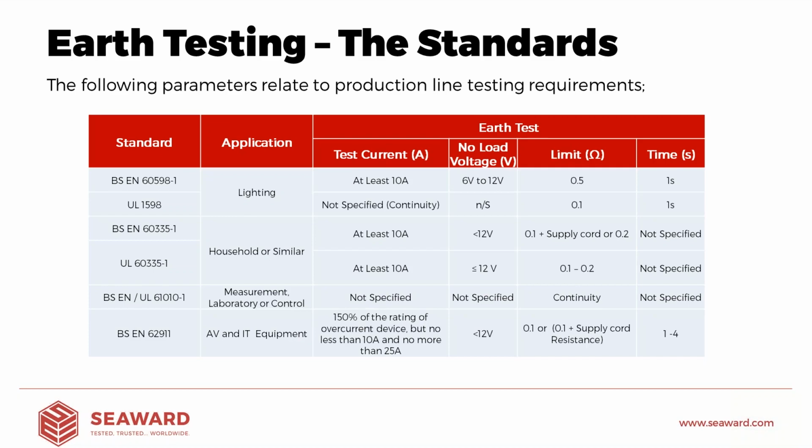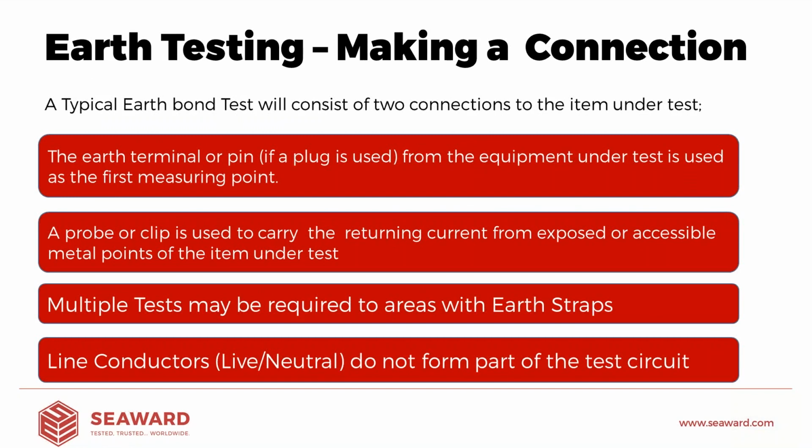Okay, so that's what we can see the standards are calling for. Let's have a quick chat about how we actually make the test connections. So typically an earth bond test will consist of 2 connections to the equipment under test. The first connection we make is at the earth terminal, or if our product is supplied with a plug, that would be the earth pin. So that's our first measuring point. The second point then is somewhere on the chassis, some exposed or accessible metal parts of the equipment under test. So effectively, as I said earlier, we're making a connection between, let's use a plugged product as an example, the earth pin of the supply plug, all the way to the chassis of the equipment, which is then connected into the tester at those 2 points, and we measure the resistance from wherever we make the test connection.